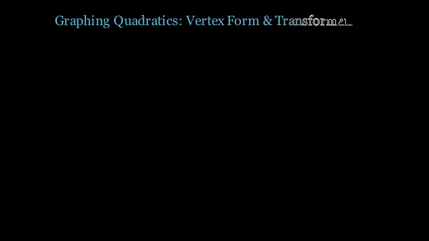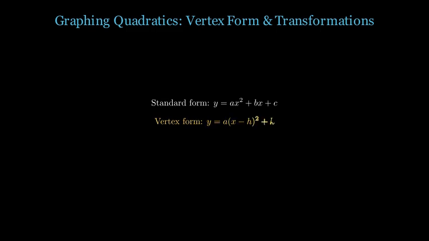Today we'll learn how to take a quadratic in standard form, convert it to vertex form, and use that to graph it using transformations. Standard form is y equals ax squared plus bx plus c. Vertex form rewrites this as y equals a times the quantity x minus h squared plus k. The huge advantage is that the vertex sits right at the point h, k.